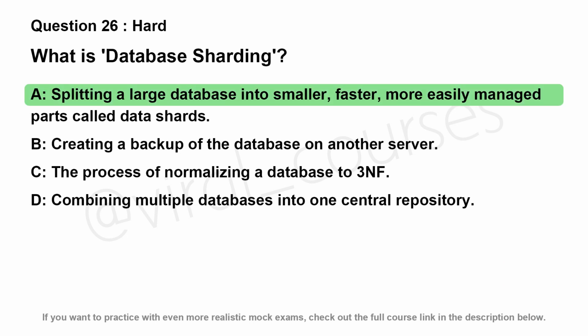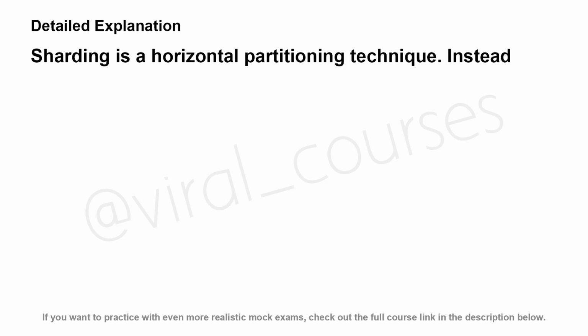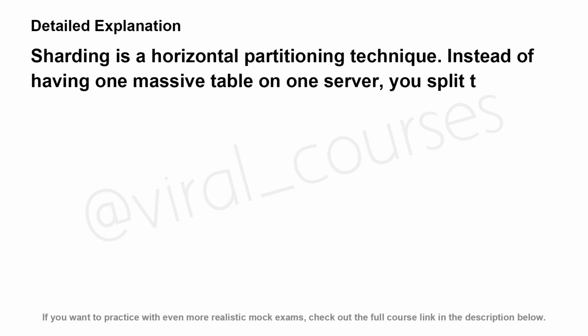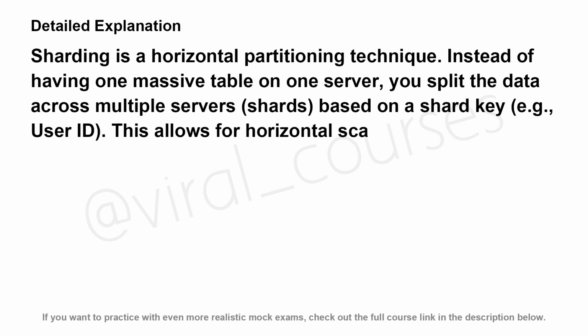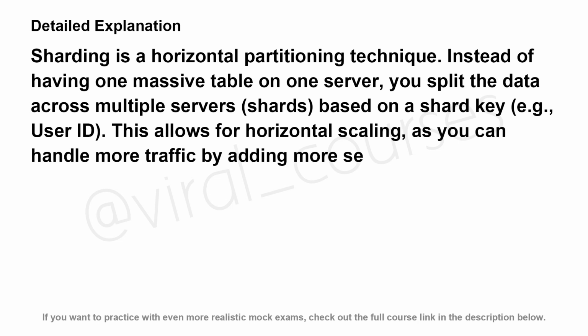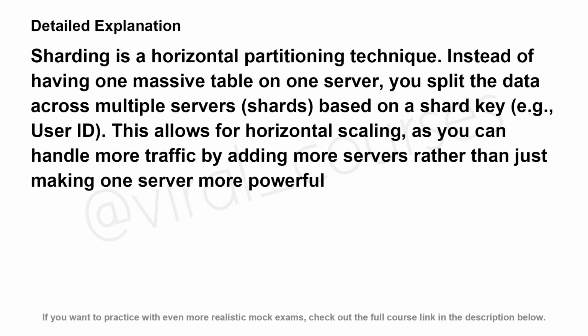The correct answer is A. Sharding is a horizontal partitioning technique. Instead of having one massive table on one server, you split the data across multiple servers, called shards, based on a shard key, e.g., user ID. This allows for horizontal scaling, as you can handle more traffic by adding more servers rather than just making one server more powerful, which is vertical scaling.